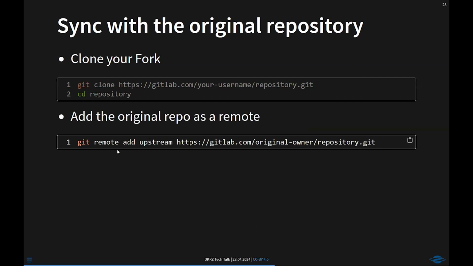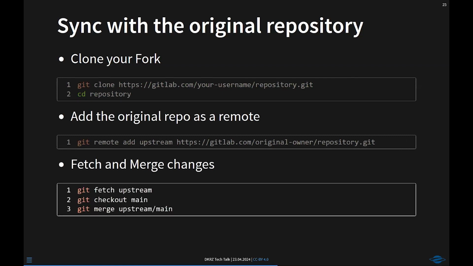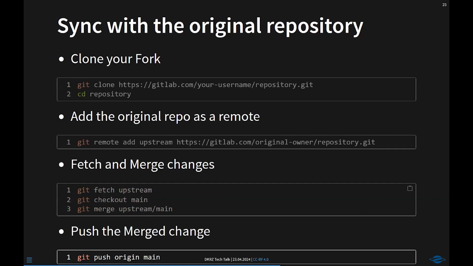We do that with the command git remote add, where upstream is the name for this original repository remote, and you add it to your git config. Then you fetch the upstream, that's the original repository. Assuming you're working in your main branch, you can then merge the changes coming from upstream main into your local main branch. You also have to fix all the conflicts, and once this is done, you can push the changes to your own repository, the fork repository. Once everything is done, you can create a merge request to merge your changes into the original repository. That's how the workflow goes here.